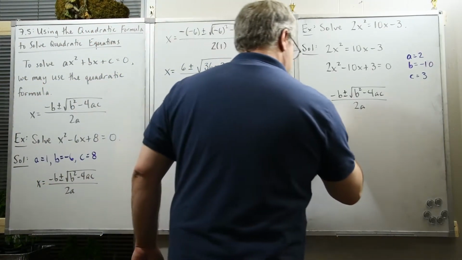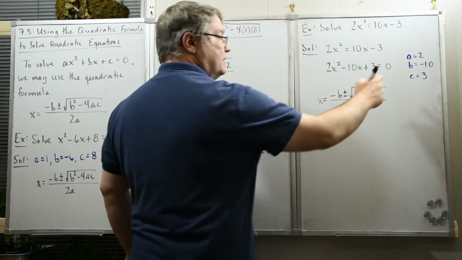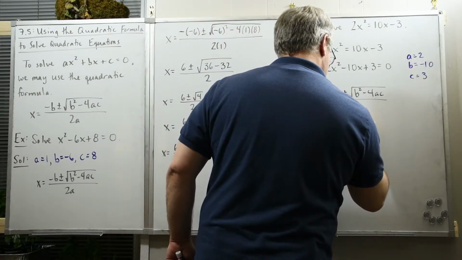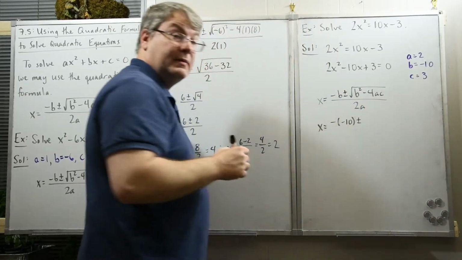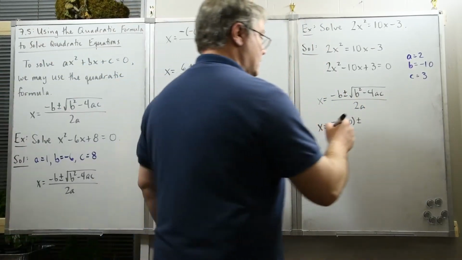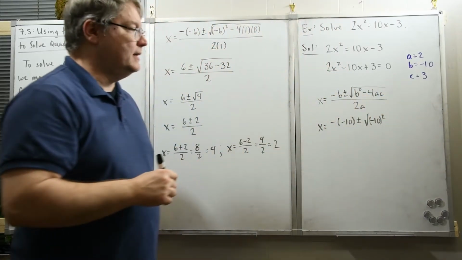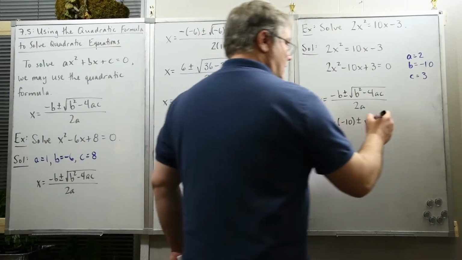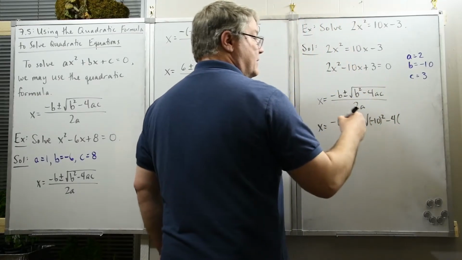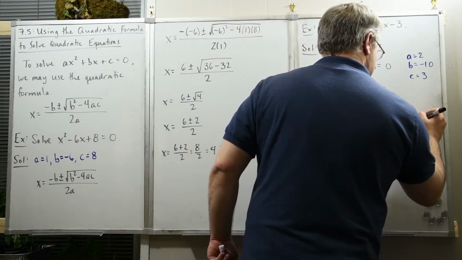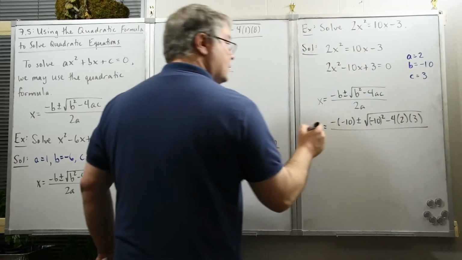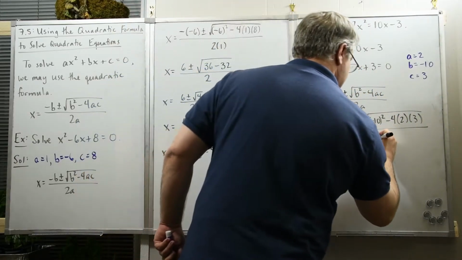So we'll have x is equal to negative b, that's negative 10, plus or minus, square root of. Once again, b is negative 10, we're squaring that here. And then minus 4 times a, which is 2, times c, which is 3, all over 2a, 2 times 2.